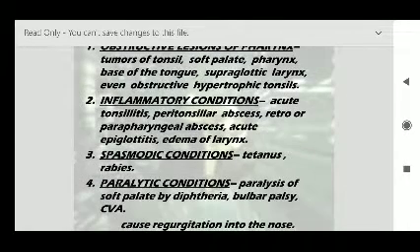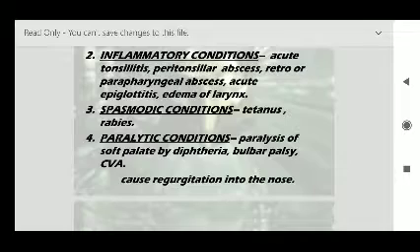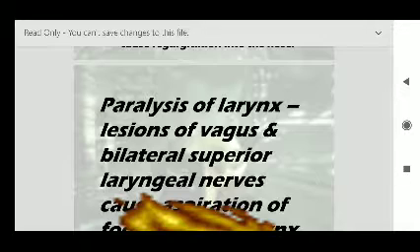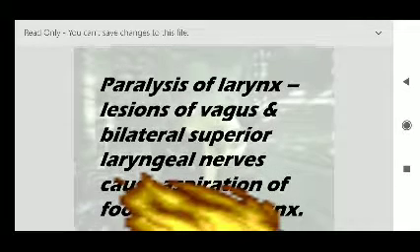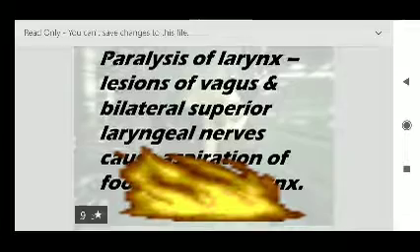The inflammatory conditions are usually acute tonsillitis, peritonsillar abscess, retropharyngeal or parapharyngeal abscesses, acute epiglottitis, edema of the larynx. Spasmodic conditions include tetanus, rabies. Paralytic conditions include paralysis of the soft palate by diphtheria, bulbar palsy, cerebrovascular accidents, which cause regurgitation into the nose. Paralysis of the larynx, due to lesions of the vagus nerve and bilateral superior laryngeal nerve, causes aspiration of the food into the larynx.